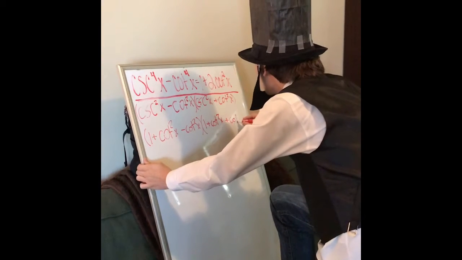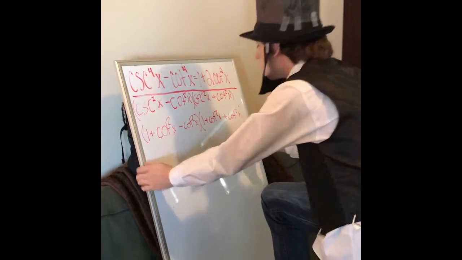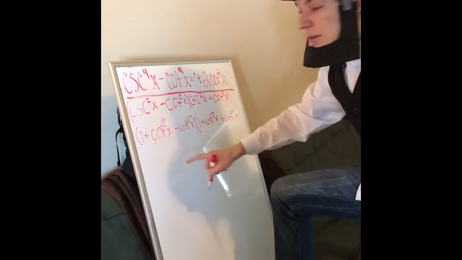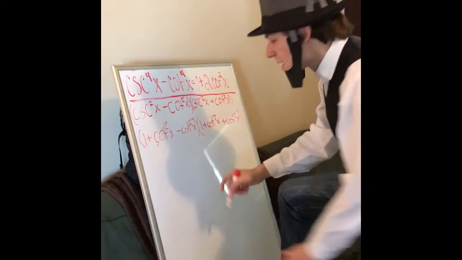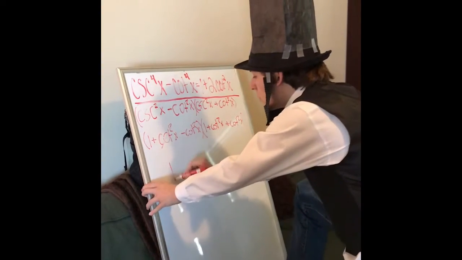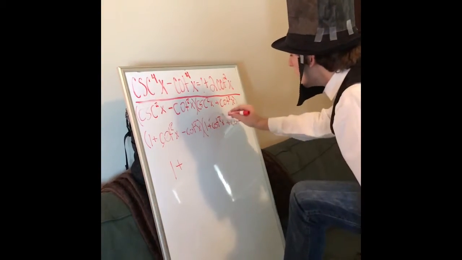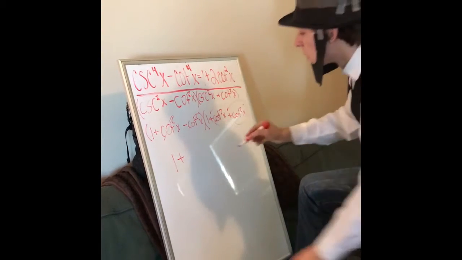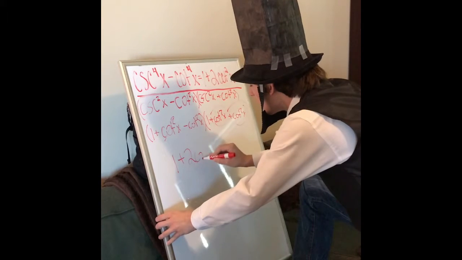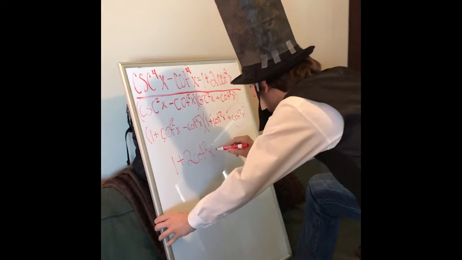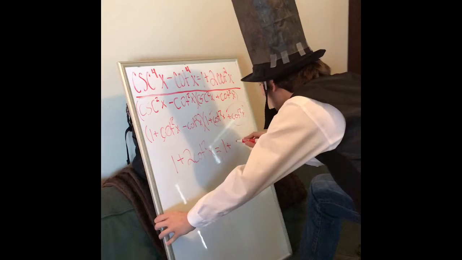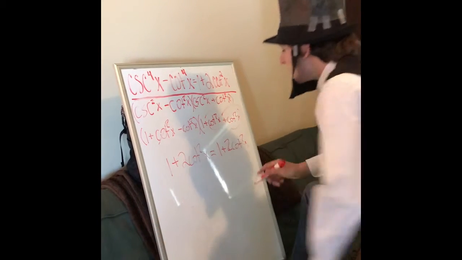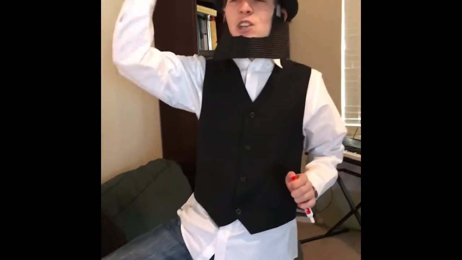plus cotangent squared x. Okay, now you can see that this one cancels out with this one, positive and a negative. Then we're just left with 1. And over here we have 1 plus, this is a positive 1, this is a positive 1. That's 2 cotangent squared. That's what we're looking for. 1 plus 2 cotangent squared x. The Union prevails.